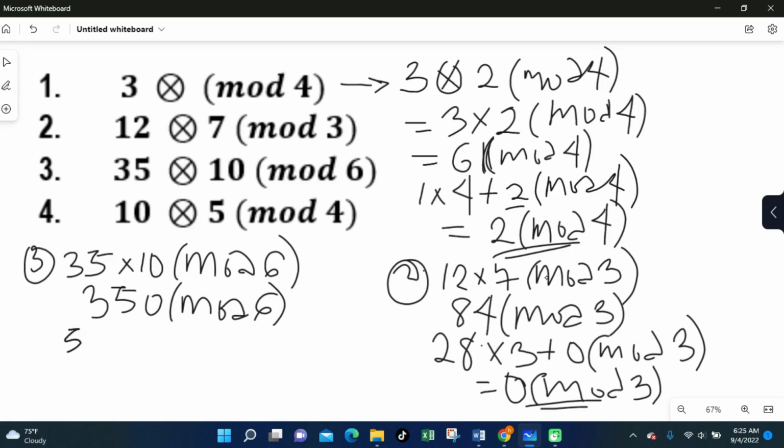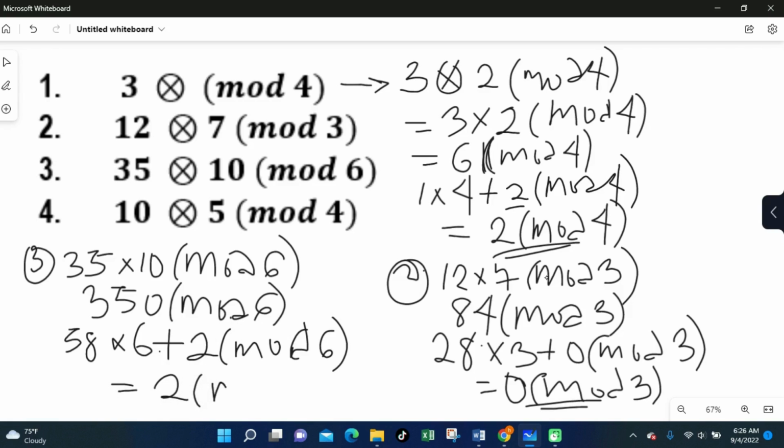That will give us 58 times 6, right? And that will give us 348. So we're going to have a remainder of 2 in mod 6. So simplifying this further, we're going to have 2 mod 6 as our final solution to that.